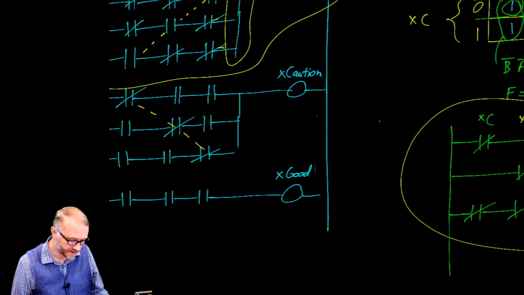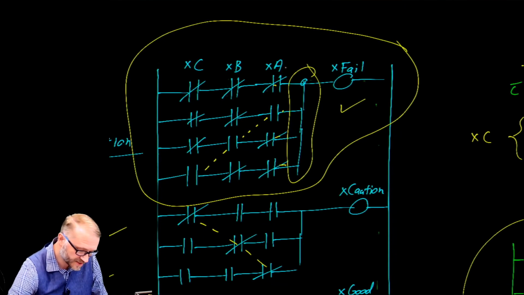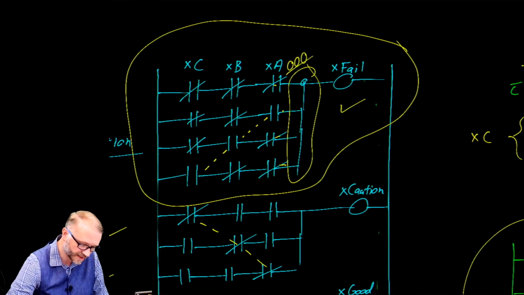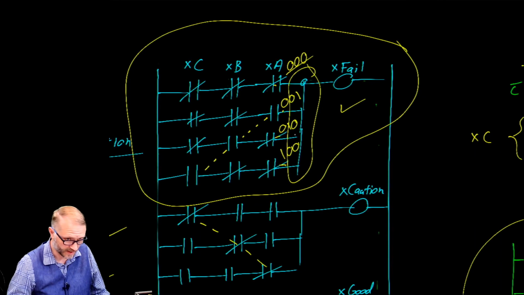If we go back to this circuit, we could make a statement that this responds to 0, 0, 0. So that's what this first line does. This second line responds to 0, 0, 1. The third to 0, 1, 0. And this fourth one to 1, 0, 0. Okay, keep that in mind.